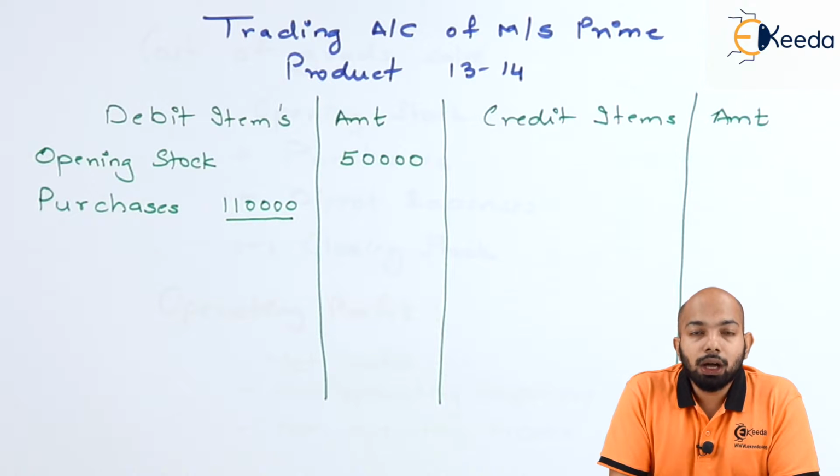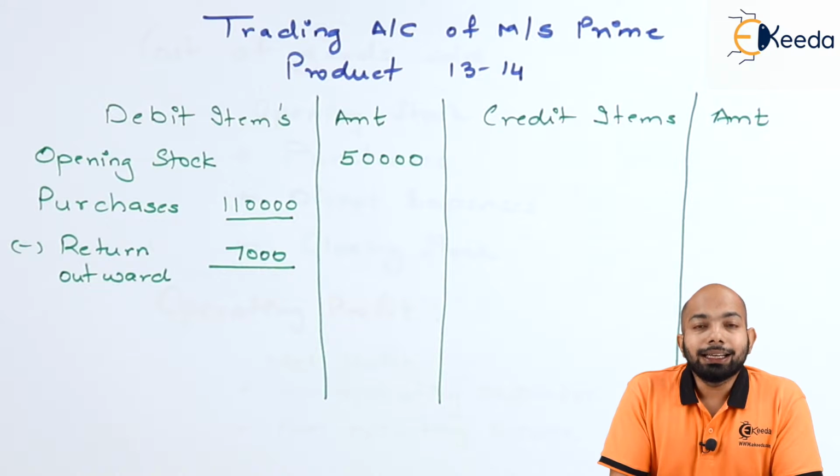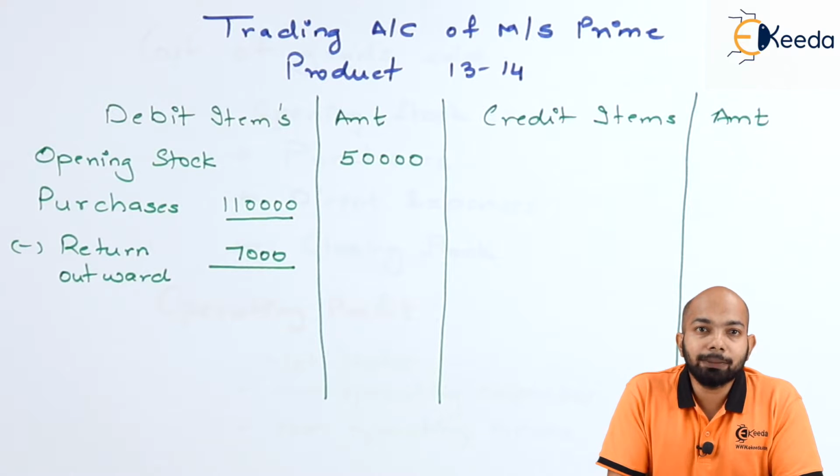So let's figure out how much is the amount and how much is supposed to be subtracted. If you see, return outwards, that means something which has been sent out will be subtracted from the purchases. Sent out comes only in question if you have bought something. That means if you have purchased something, and only then you will be sending out those goods if there are certain defects in it. That's why 1,10,000 as purchases minus return outwards, which will be for rupees 7,000.